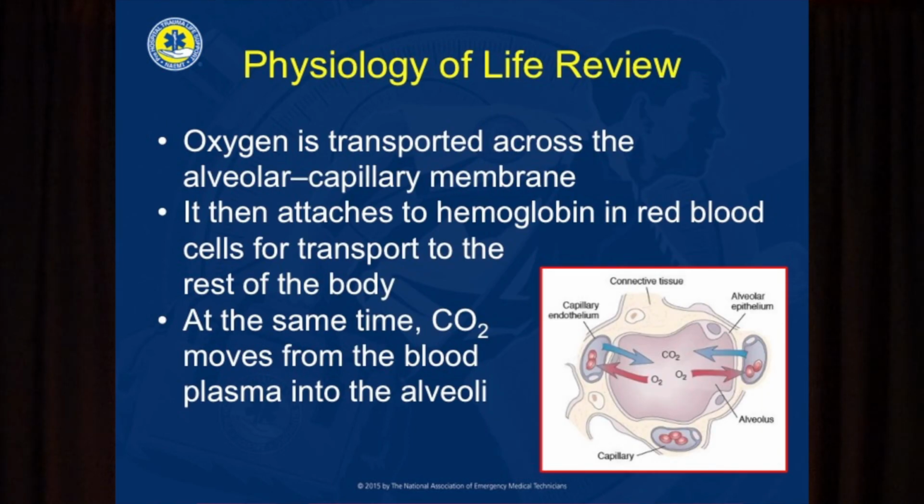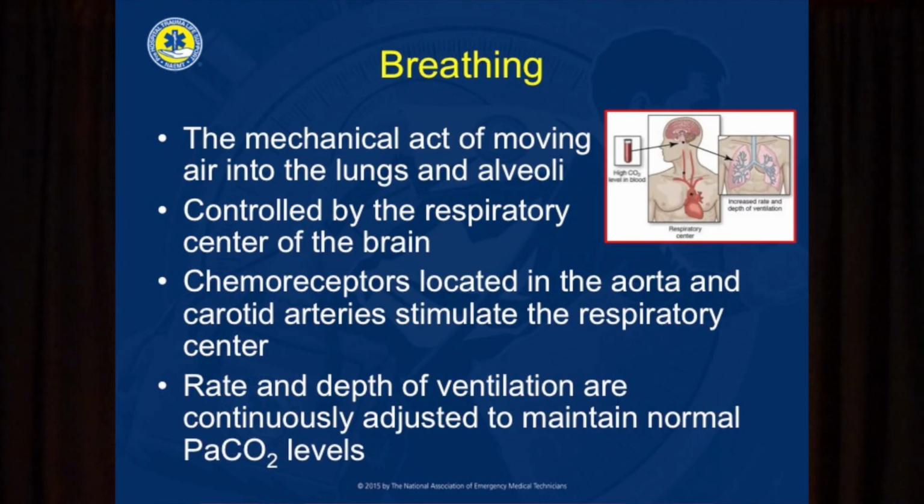So oxygen is transported across the alveolar capillary membrane. We talked about this in the earlier lectures. It then attaches to the hemoglobin. So we need to have a significant amount of red blood, and we need to have red blood that has hemoglobin. This may be a problem in some patients, especially your anemic patients, elderly patients, etc. As the oxygen is moving into the bloodstream across the wall into the circulatory system, carbon dioxide is leaving the circulatory system and coming out into the alveoli to be exhaled.